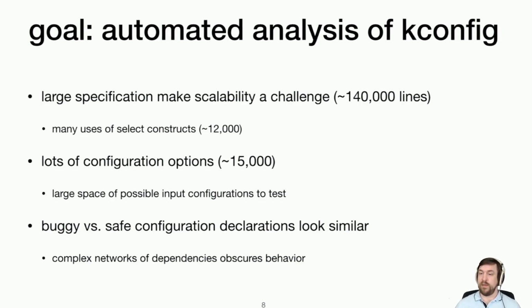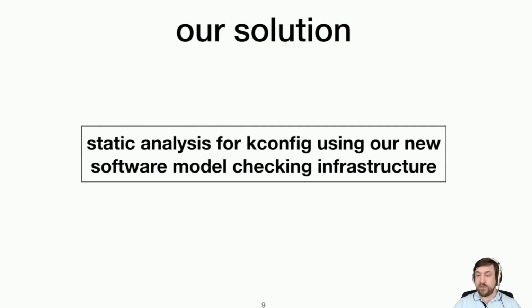And it's a difficult problem because these specifications are so large, with about 140,000 lines of Kconfigs and thousands of these select constructs. And there's also just thousands of configuration options, meaning there's an enormous space of possible input configurations that makes brute force checking or analysis just infeasible. So our solution to analyzing specifications is to use static analysis.